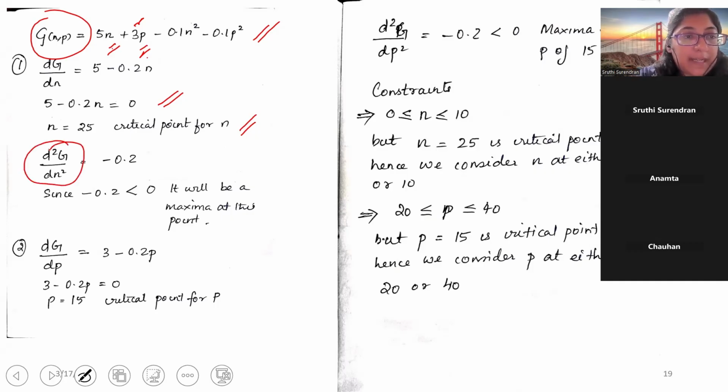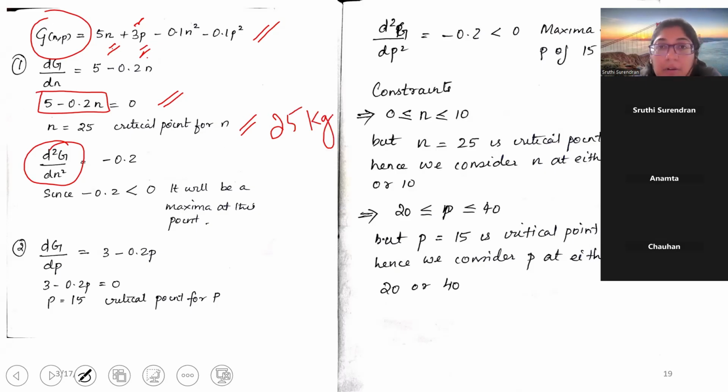And when we take the second derivative of the first derivative equation we got, we will get the answer as minus 0.2. Now, since minus 0.2 is less than 0, it is going to be a maxima at this point. So at 25 kgs of nitrogen, we are going to get a maximum growth.